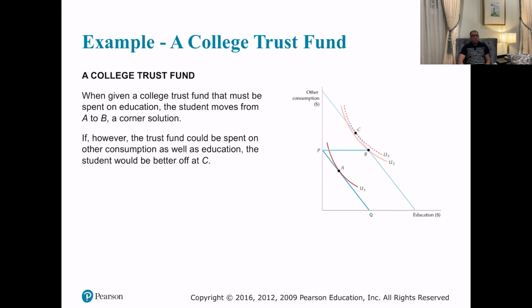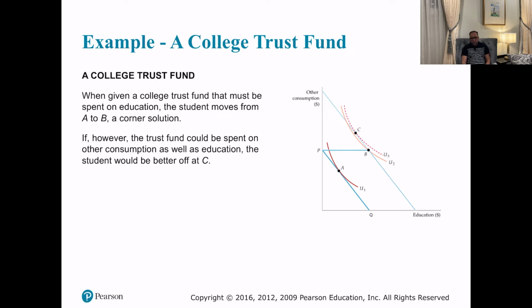There is another example in your book about a college trust fund. In this example, there is a catch, and the catch is that it is an education trust fund. It means that parents deposit some money in the trust fund with the objective that when their kids become able to go to university or college, they will get this amount. In that case, they don't have the option of spending that money on other goods.